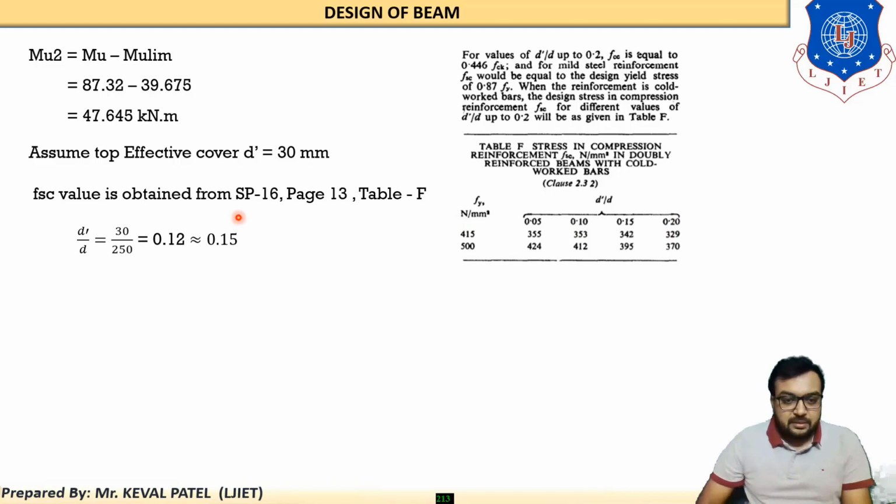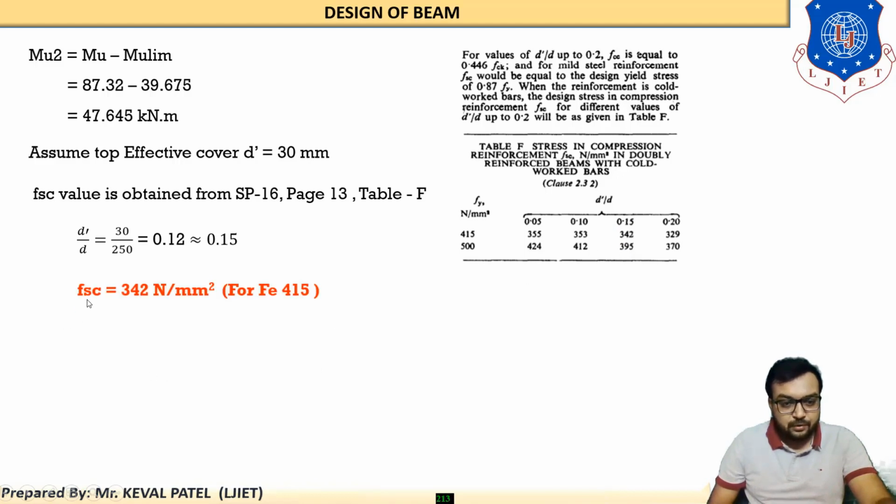So in this example, our d'/d ratio is nearly equal to 0.15. Students, you all know that in this example we have to use Fe415. So for Fe415 and d'/d of 0.15, our value of fsc is 342 Newton per mm square. So this is our calculation of fsc.